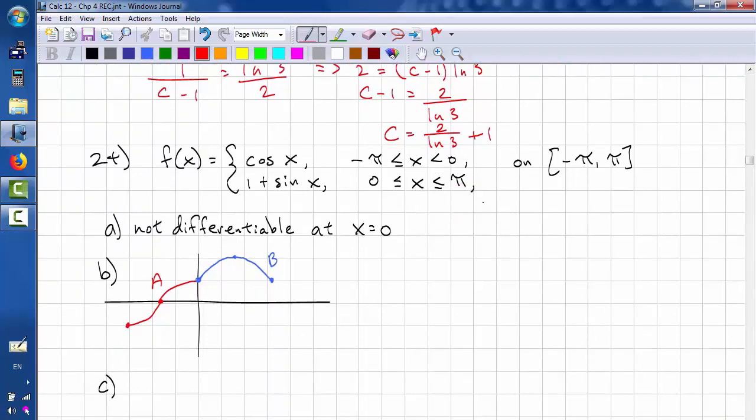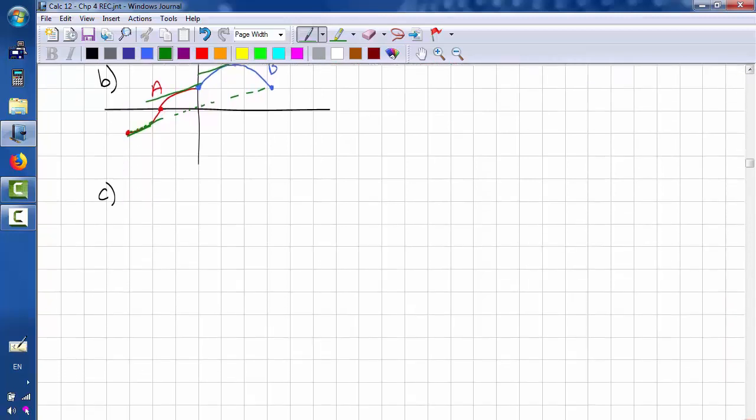Okay, question number 24. Again, we want to find the c that matches the average value. This is a piecewise function. It's not differentiable at x equals 0. So strictly, we can't use the MVT because it's not differentiable at x equals 0. But we can try on A since it's continuous and differentiable, and on B because it's continuous and differentiable. Graphically, it looks like this. And we're going to have an answer here. We're going to have an answer here. And we also actually have an answer down here. So there should be 3 solutions. Always check graphically to know how many solutions you need. But we'll do it analytically and make sure that it matches.